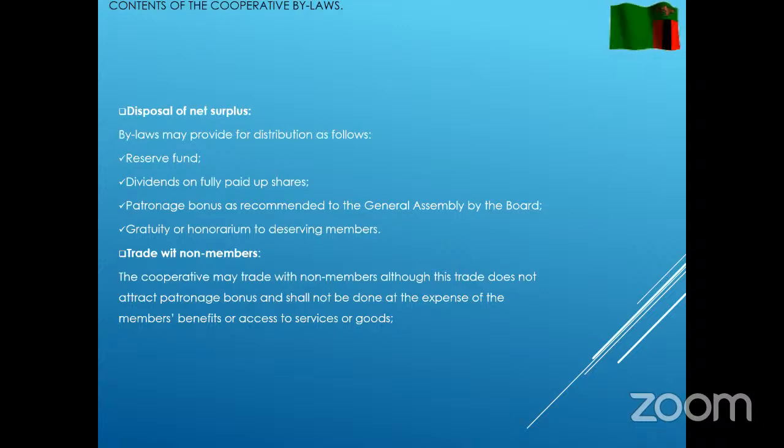Now, you have done your operations for 12 months and you have made net surplus. The bylaws may provide for distribution of surplus as follows. You have the reserve fund. You have the dividends on fully paid up shares. The issue of types of dividends does not come out in the act, but as a cooperative, I think you can devise a way, so long as the members can agree, if there are types of dividends that you need to pay, it's something that you need to explore. Then, of course, we have the patronage bonus, which is paid out as recommended to the General Assembly by the board.